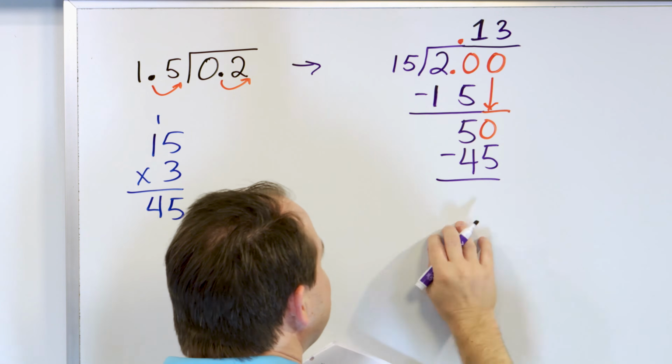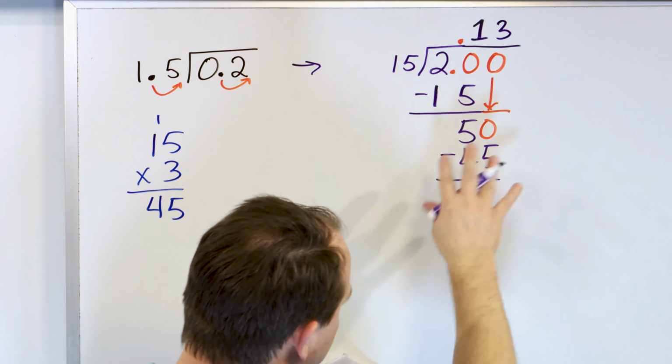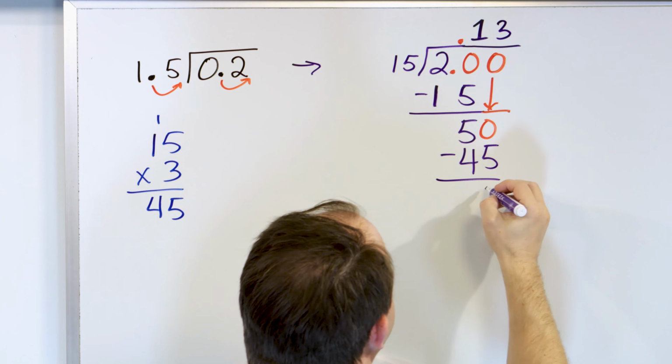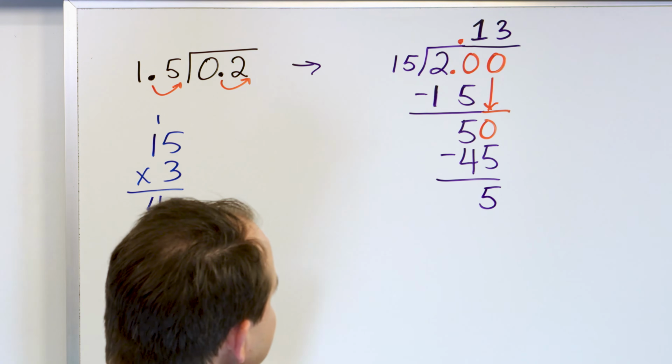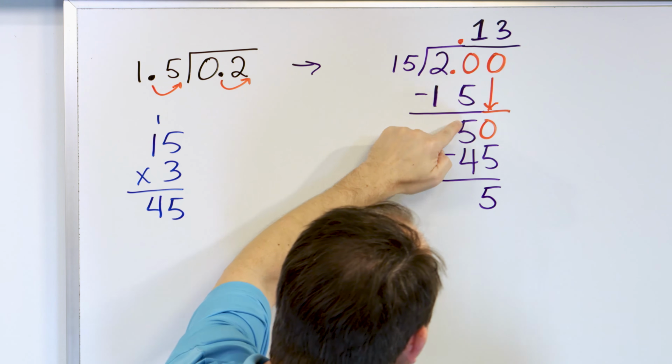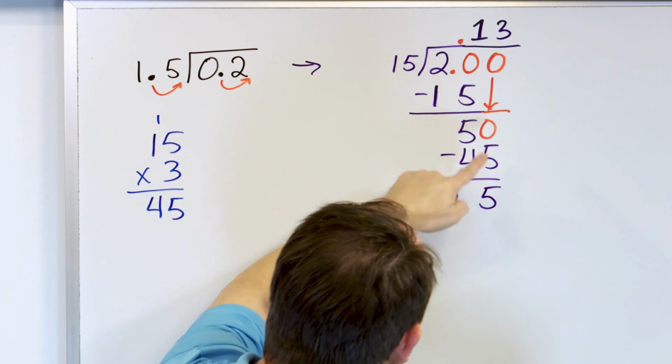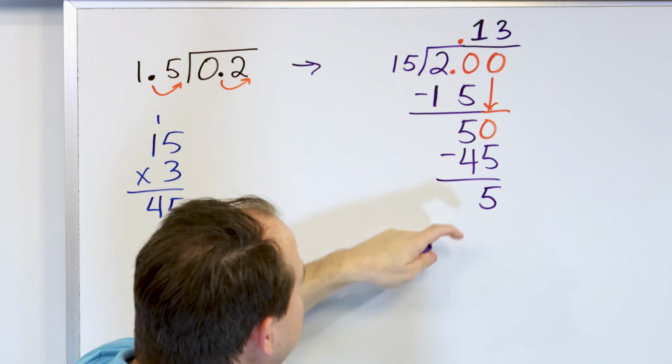Again, I subtract. 50 minus 45, you could borrow if you want, but I think you all know that the difference there is 5. So you start to see the same thing happening. We got a remainder of 5. We dragged a 0 down. We did the process again. Again, we got the same remainder of 5.